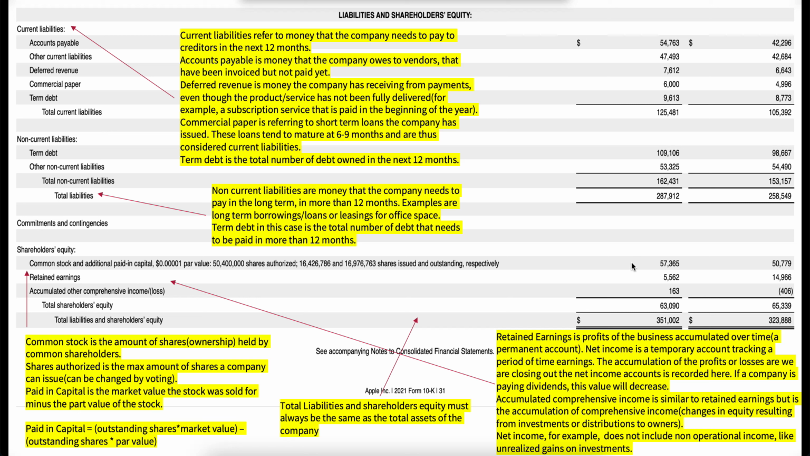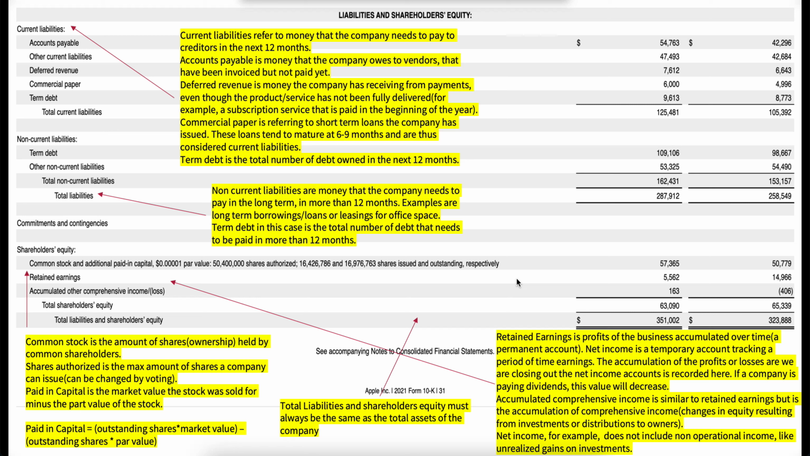This is a breakdown. Okay, so hopefully that makes sense. And retained earnings is also part of shareholders' equity. Why? Because retained earnings is profits that the business has accumulated over time. And the thing to understand here is that retained earnings is like a permanent account. It's accumulating over the years.